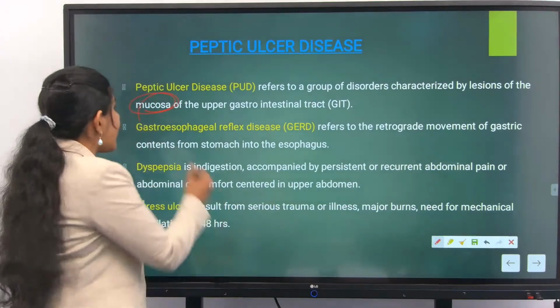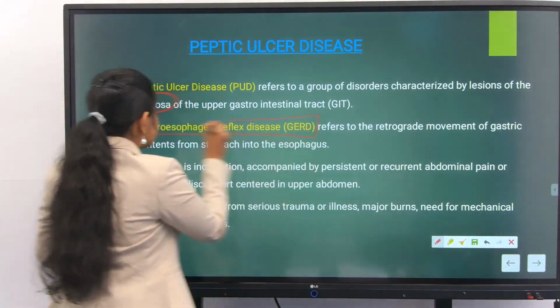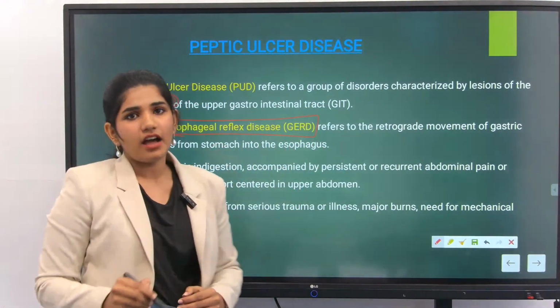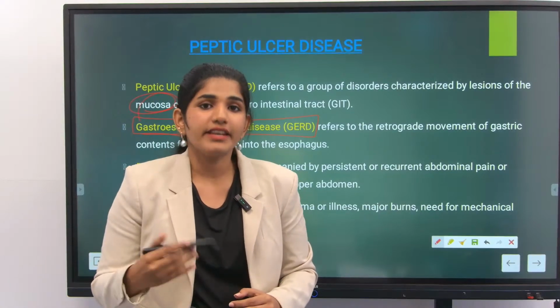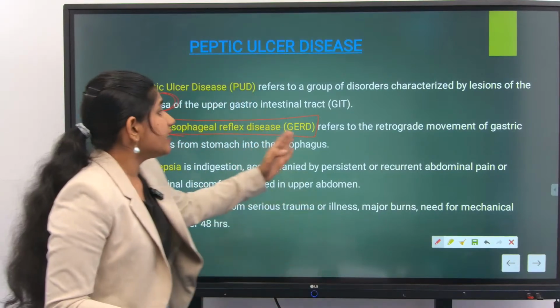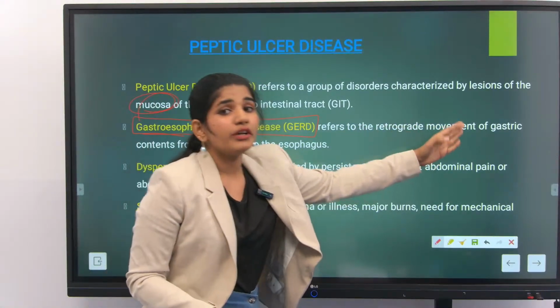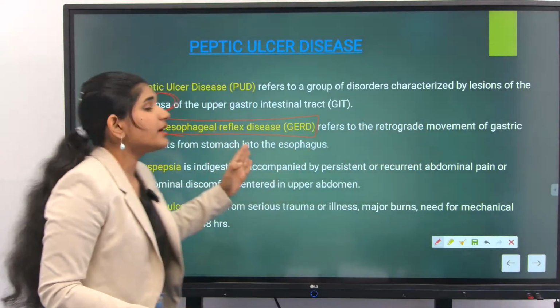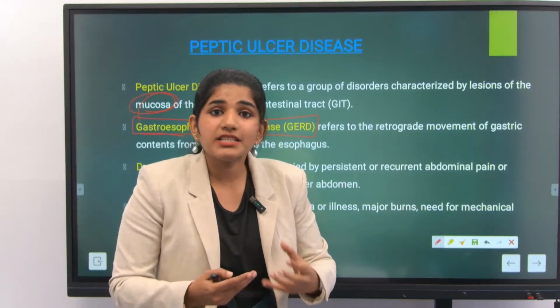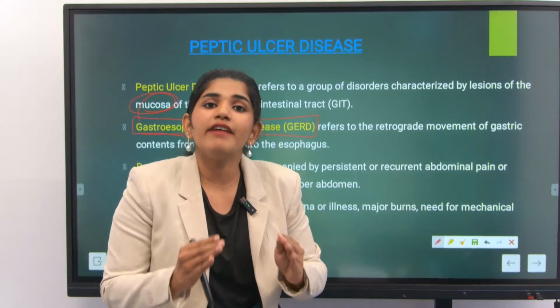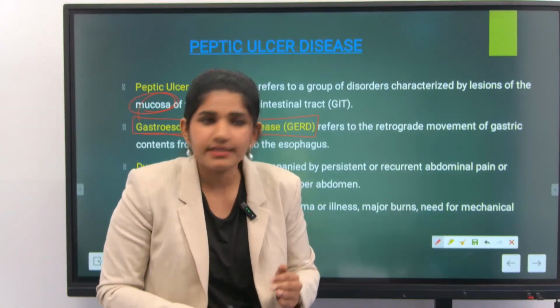The next one is gastroesophageal reflux disease, also known as GERD. What is gastroesophageal reflux disease? This is actually a very serious condition. It refers to the retrograde movement of the gastric contents from the stomach to the esophagus. Retrograde means moving backward. Actually, we have valves to prevent this retrograde movement.